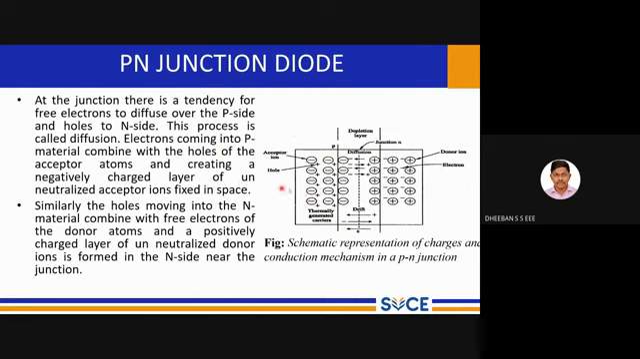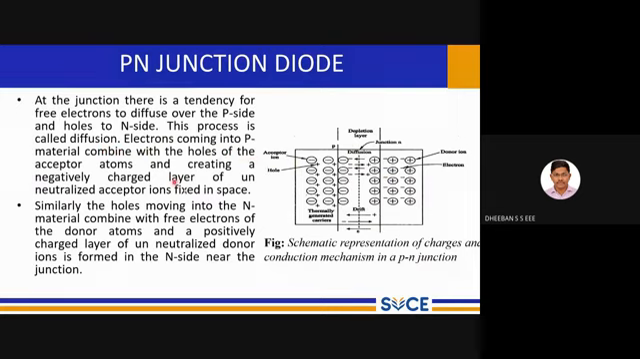To have conduction from the p type to the n type, what we generally do is break this depletion layer. This depletion layer has to be broken down, so such an amount of electric field has to be applied. Here the electrons coming into the p material combine with the holes of the acceptor atoms.